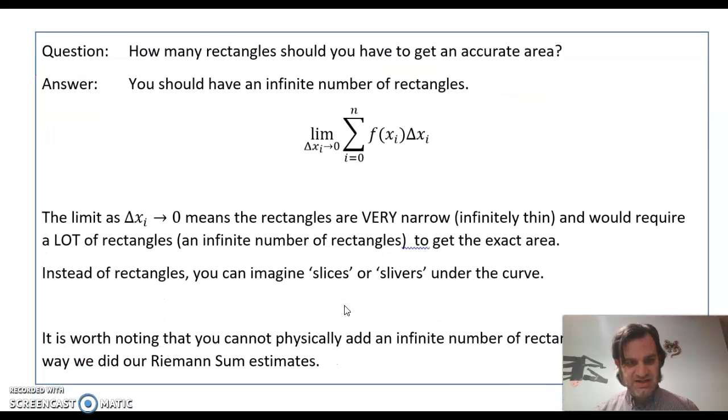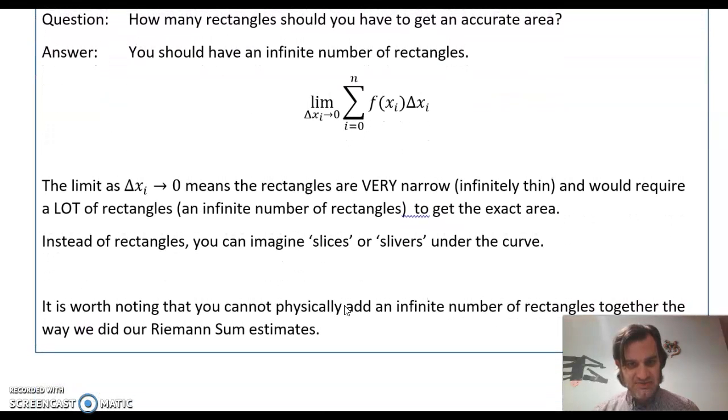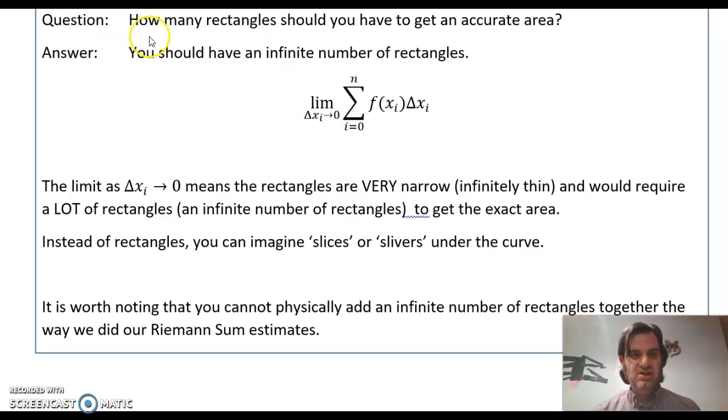So what would be ideal? How many rectangles would we want? Well, to truly answer that question, we'd say we want an infinite number of rectangles. And if we could make an infinite number of rectangles between two endpoints, then they'd almost be like lines or just slices. You could think of it that way. So it would just be the height everywhere across that curve.